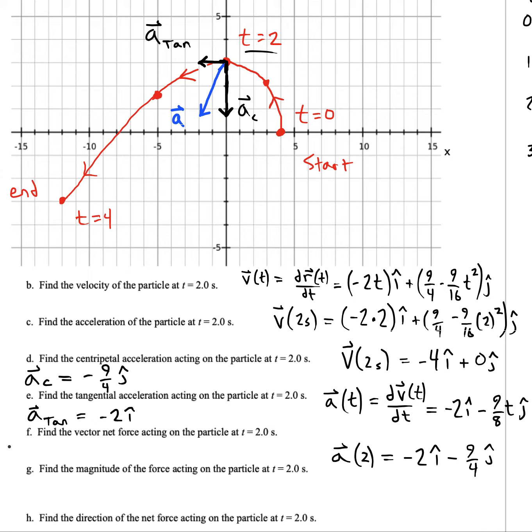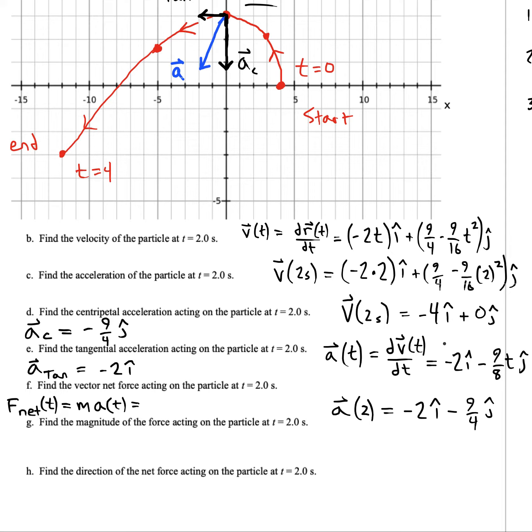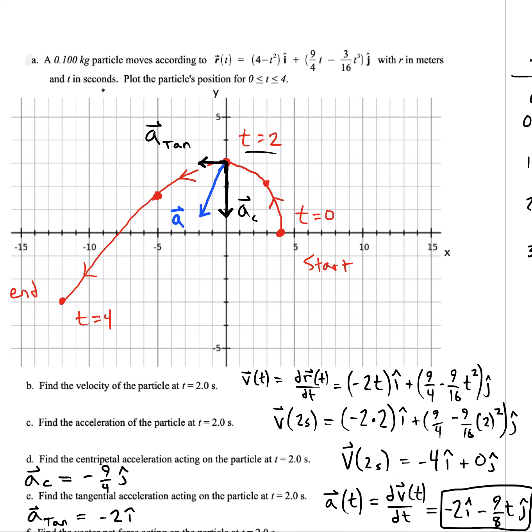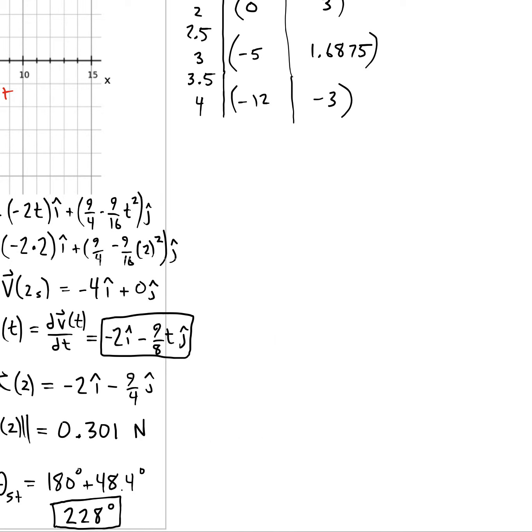Okay. Find the vector net force acting on the particle at t equals 2. Alright, so for that, we just want F net as a function of time will be the mass times the acceleration as a function of time. Now our acceleration formula is right here. So we're just going to multiply the mass. The mass of the particle was 0.1 kilogram, they said. So, okay, let me do it over here on the side. Okay, when you do the vector net force, you want F net as a function of time equals mass times the acceleration as a function of time.